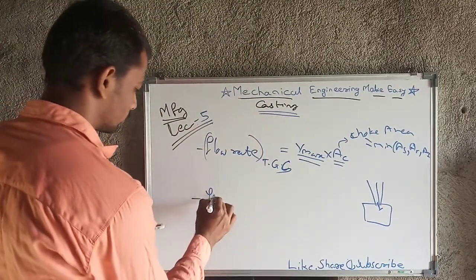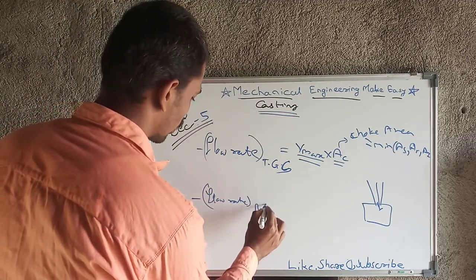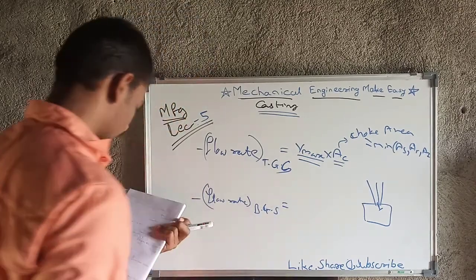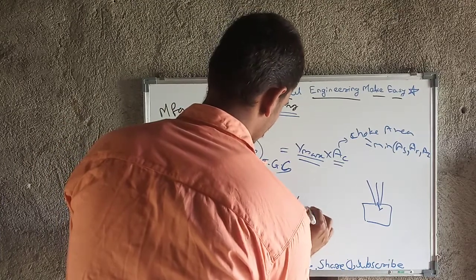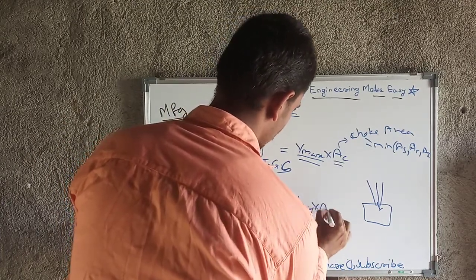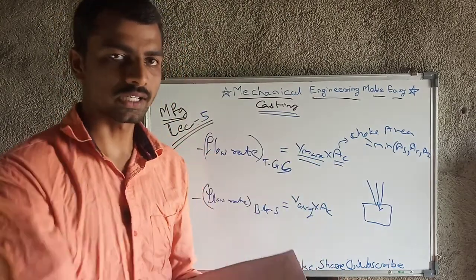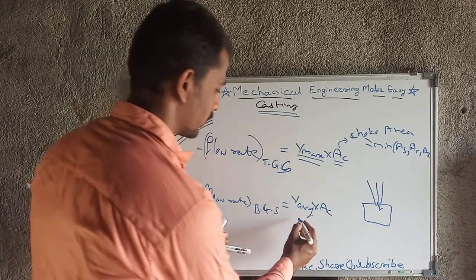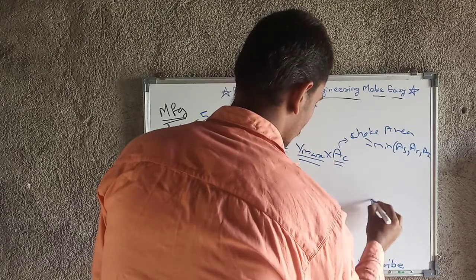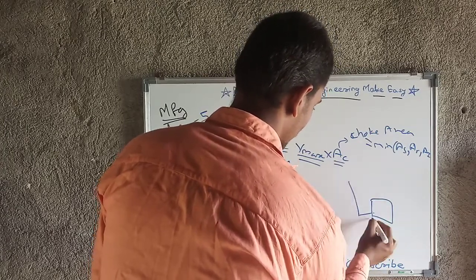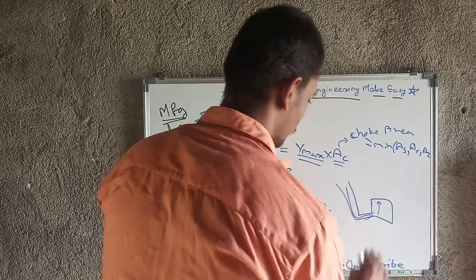Next is the flow rate for the bottom gating system. What is the flow rate for the bottom gating system? That is nothing but V average into choke area. Choke area is the same, the minimum of sprue area, runner area or ingate area. But what exactly is V average? Why do we have to take V average here? As the cavity is likewise and the gating system is likewise, the molten metal has to lift here.